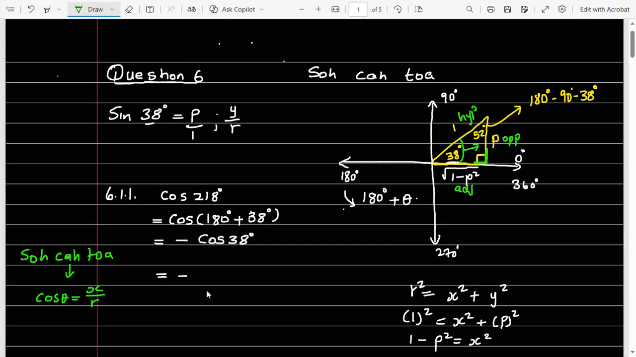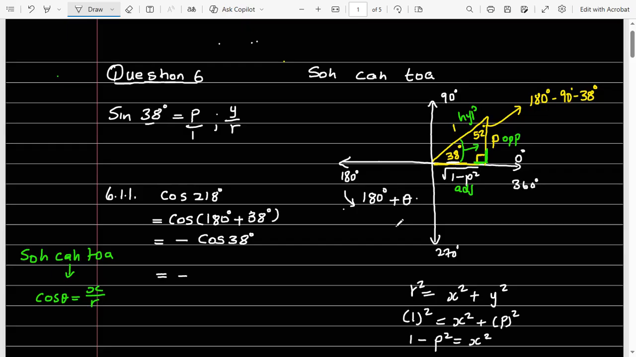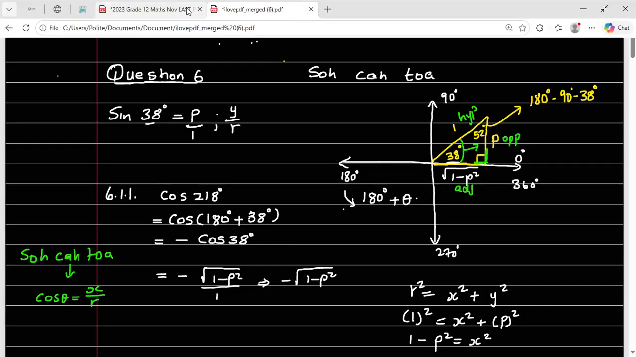Okay, so now this will be negative the cos of 38. So you need to understand what is your x. We just calculated x to be the root of 1 minus p squared. We're going to divide this by r, which is 1. So that's your answer. You can just write this and say this is negative the root of 1 minus p squared. Then now you can move to the next question.